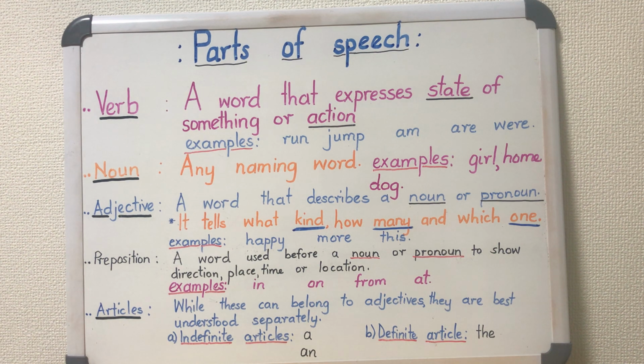So an adjective or adjectives tell what kind, how many, and which one. An adjective or adjectives fit into those. We can actually call them groups: what kind, how many, and which one. Examples I gave: happy, more, this.